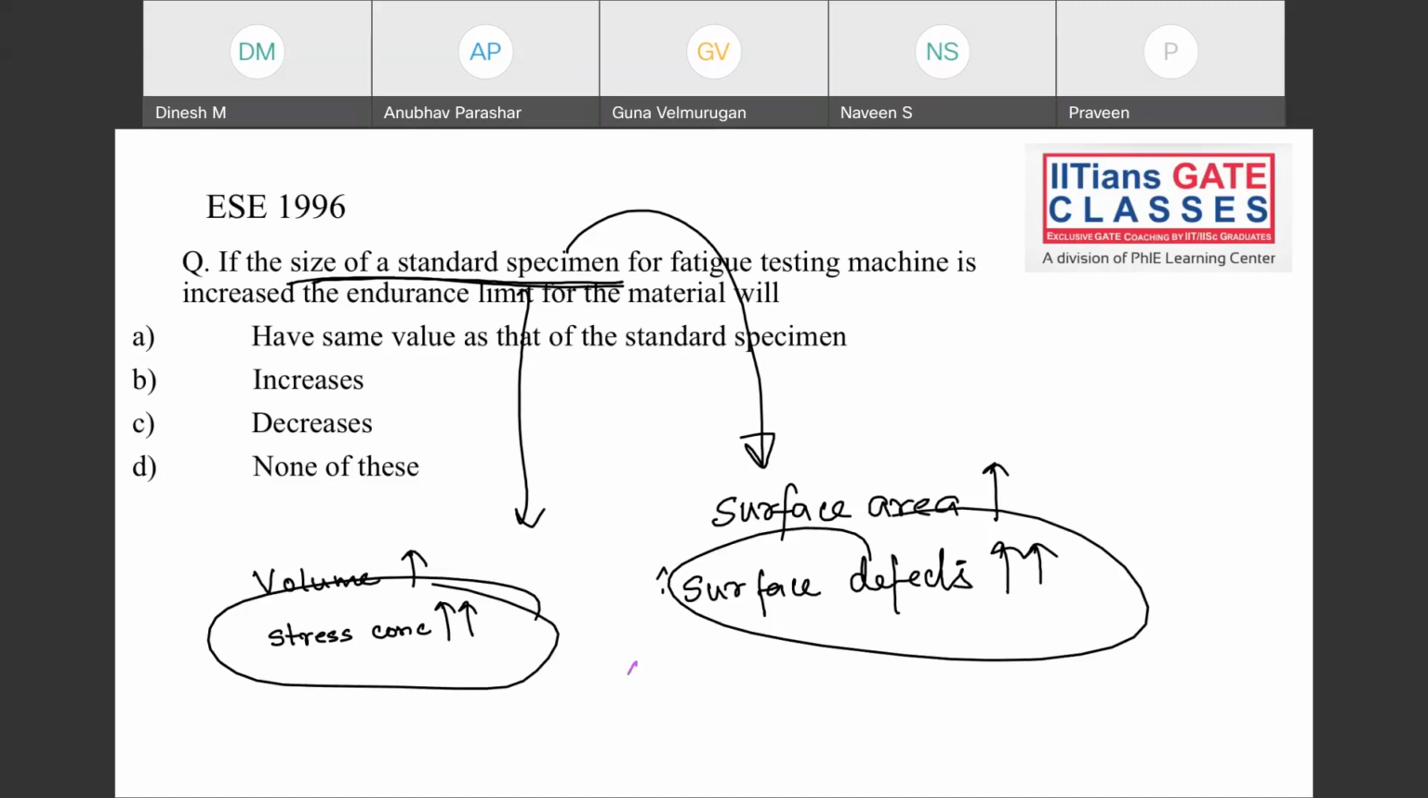Should the endurance limit be more? Will it be able to sustain more number of cycles, or will the number of cycles before failure come down? Or you can say, will it be able to sustain more amount of stress or less amount of stress, if the stress concentrations are increasing and surface defects are increasing? Yes, it decreases, right? So this is the kind of logical answer. Most of the questions that you will get will be logical or direct.